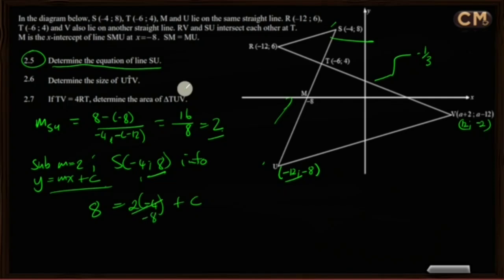That is negative 8, which means in order to get rid of it on the right hand side, we're going to add 8 to both sides. So c will equal 16. Therefore, the equation we are after is y is equal to 2x plus 16.